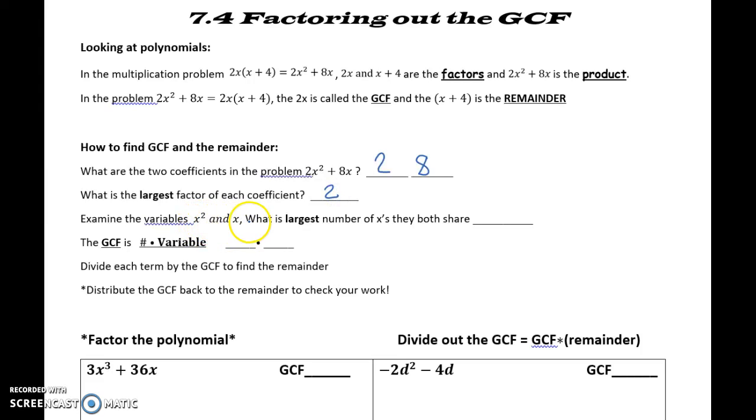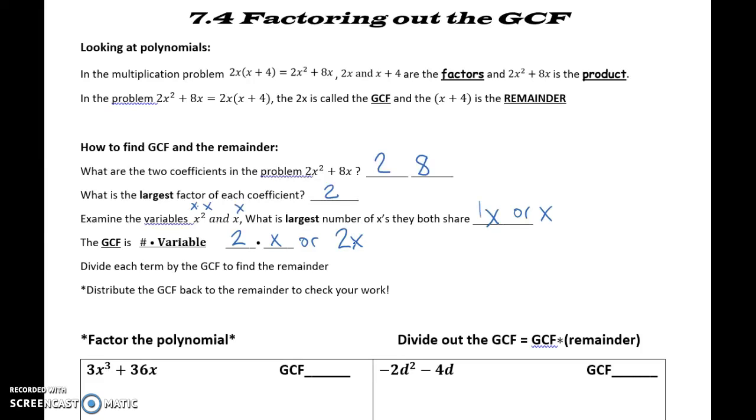And then look at x squared and x. What is the largest number of x's they both share? This one has 2 x's, because this is x times x. And this one just has 1 x. So what do they both share? An x, or you could say 1x, or you could just say x. So the GCF is the number times the variable. So the number and the variable combination. So 2 times x, or 2x.